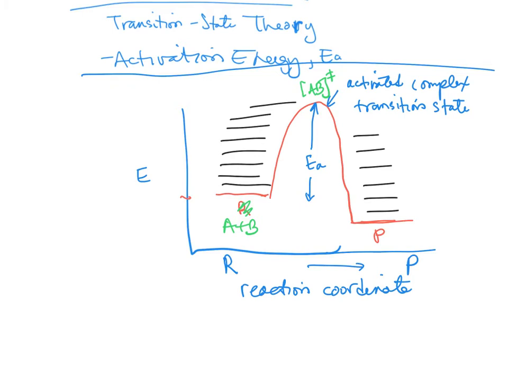All right, so that's an example of an exothermic reaction. If you want to know the energy thermodynamically, it's this right here. So this is going to be delta H, the enthalpy change for the reaction. So it's just that energy minus that, or actually it's products minus reactants. And then the activation energy is this other thing.